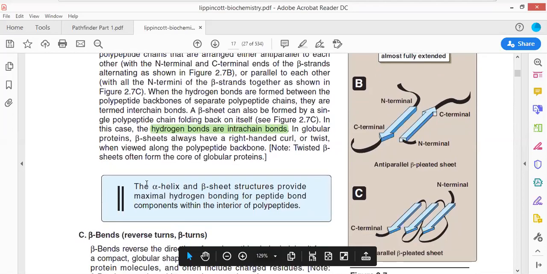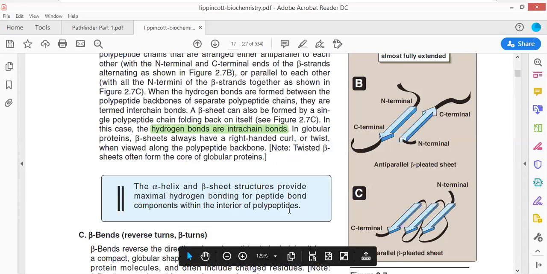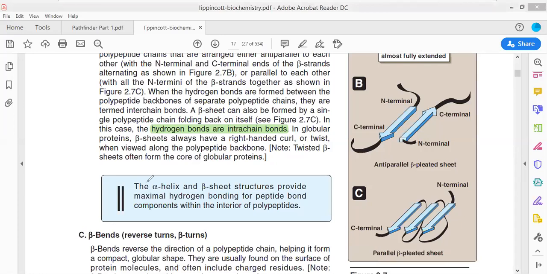Now see this. The alpha helix and beta structure provide maximum hydrogen bonding for peptide bond components within the interior of the polypeptide. These are the ones that provide the maximum hydrogen bonding. That is why both alpha helix and beta pleated sheet structures also traverse the plasma membrane. A very important point, I'm providing a note here.